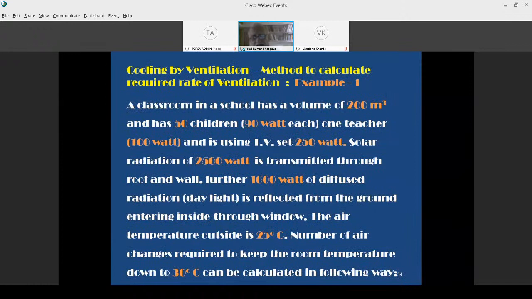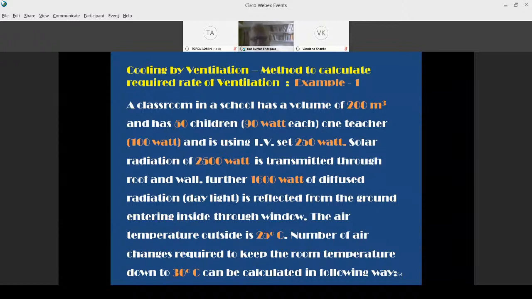But the outside temperature is 25 degrees Celsius, which is quite comfortable, very much within the comfort zone, within the recommended upper and lower limits. Then, friend, we must calculate the number of air changes, or in terms of cubic meters of air per hour, per minute or per second, which we require to maintain the inside temperature at this 25 degrees.